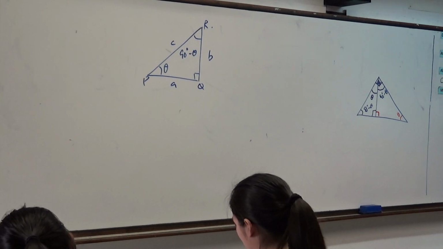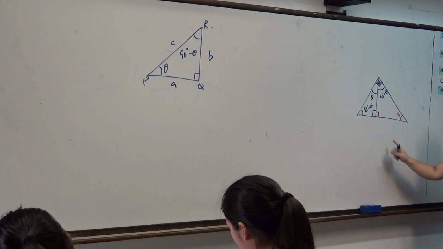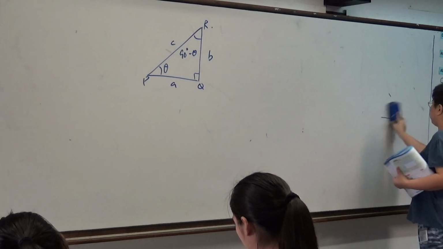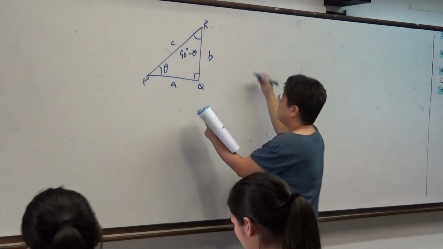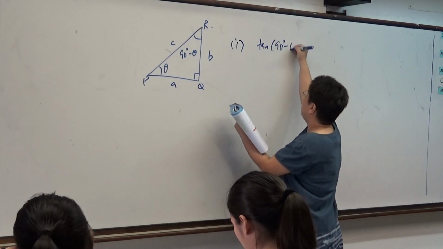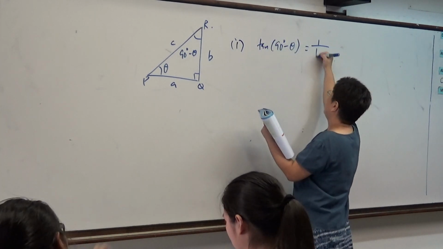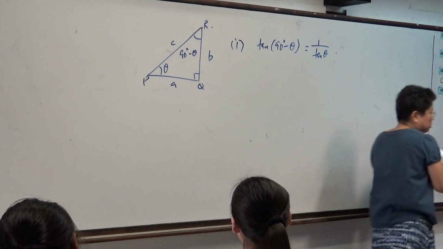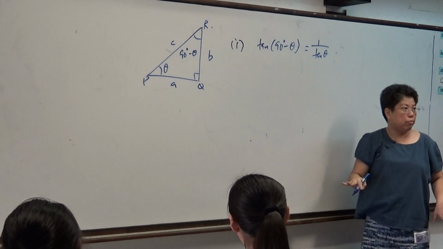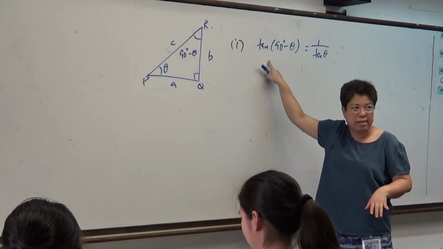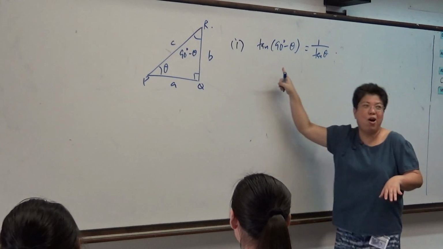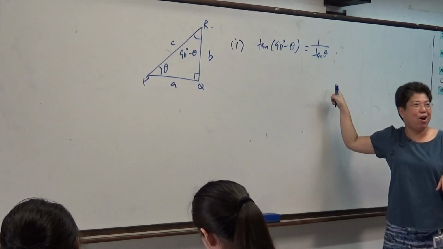Let's take a look at number 1. Very good. This one clear already? Clear, okay, good. First one. Show that tangent of 90 minus theta is equal to 1 over tangent theta. They say show, don't go and say equal. This is called left hand side. This is called right hand side.